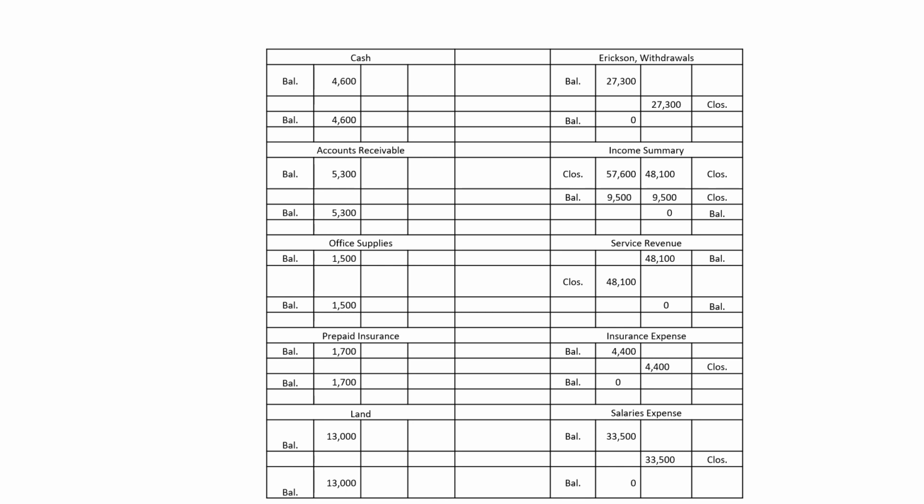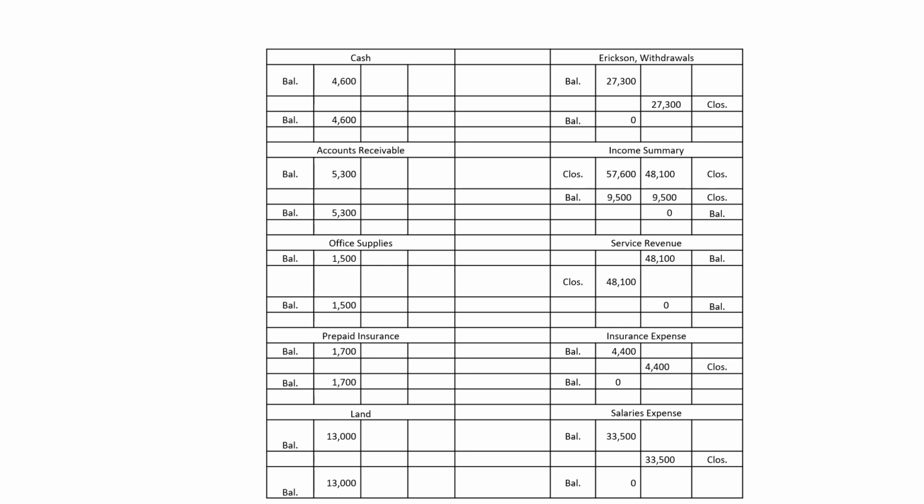Now, unfortunately, I can't flip to the next slide to show you all the other expenses, but trust me on this. Each expense, and you can see the first 2. Insurance expense, there's the credit of 4,400. Salaries expense, the credit of 33,500. Take a look at those balances in those accounts. And each expense will be credited in that fashion. The debit goes to the income summary account.